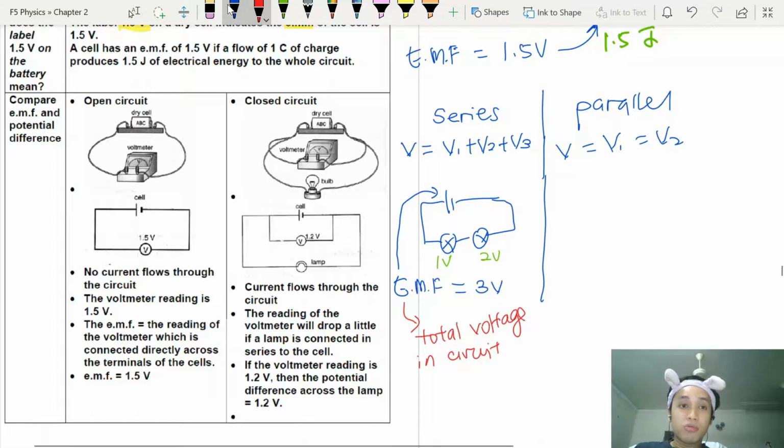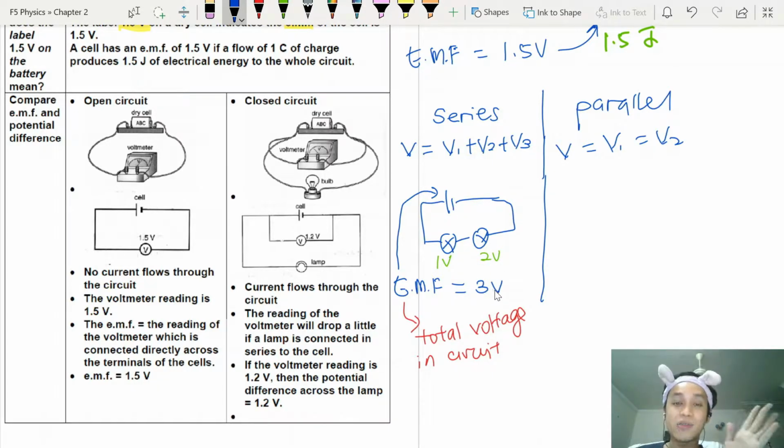If the EMF of an electrical circuit, the battery source, is 3 volts, meaning the highest will be 3 volts. It's impossible that your source is 3 volts and then suddenly when you measure using the voltmeter it goes up to 5 volts. That would mean something is wrong with your circuit. That is one example of a series circuit when you want to calculate the EMF.